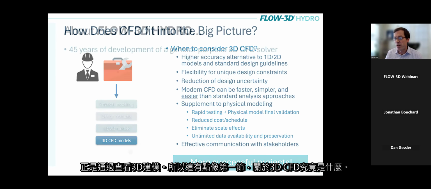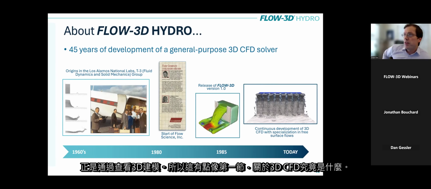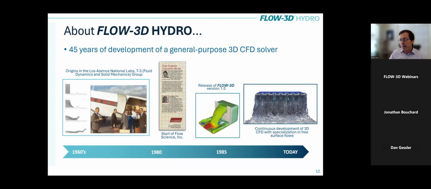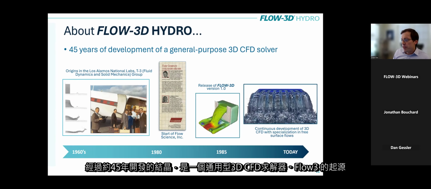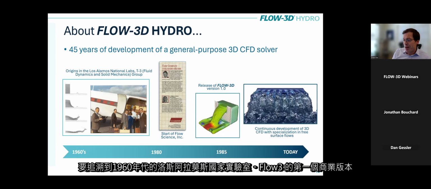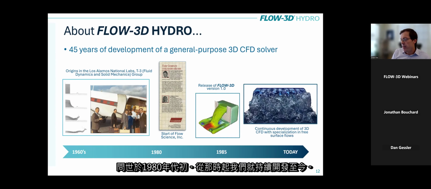Okay, so that's kind of the first section on what exactly is 3D CFD. So now let's switch gears a little bit and talk about Flow3D Hydro. Flow3D Hydro is the culmination of about 45 years of development of a general purpose 3D CFD solver. The origins of Flow3D go all the way back to the 1960s at Los Alamos National Labs. The first commercial version of Flow3D came out in the early 80s, and then we've been continuously developing it ever since, right?